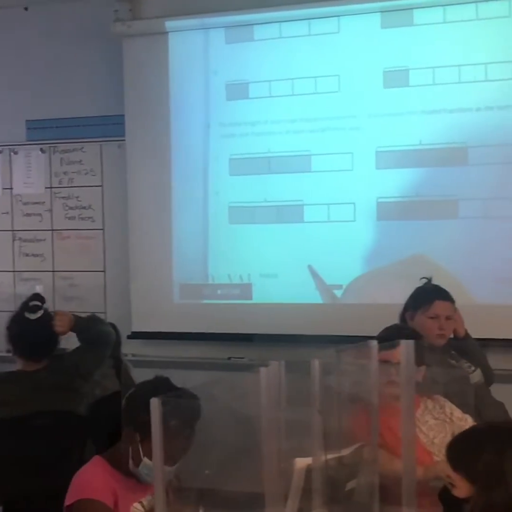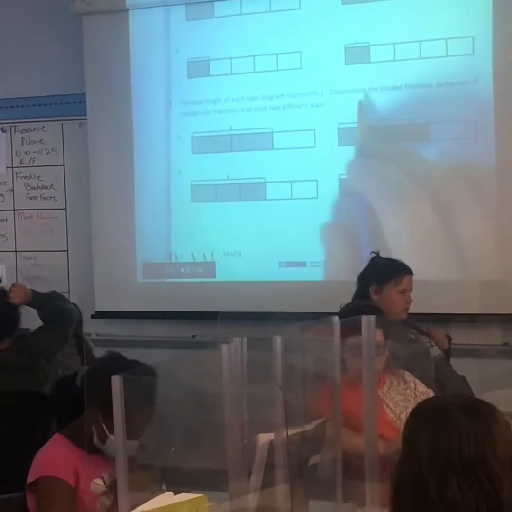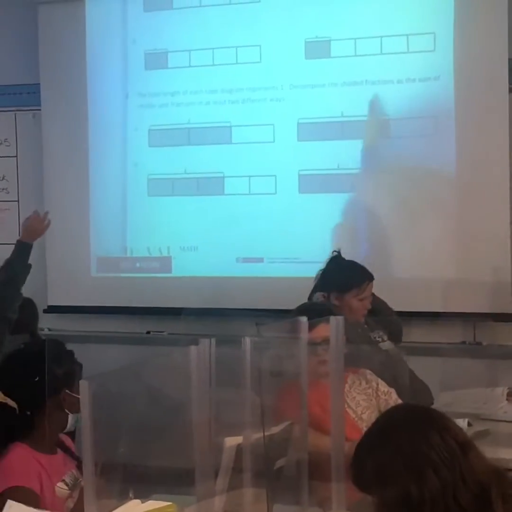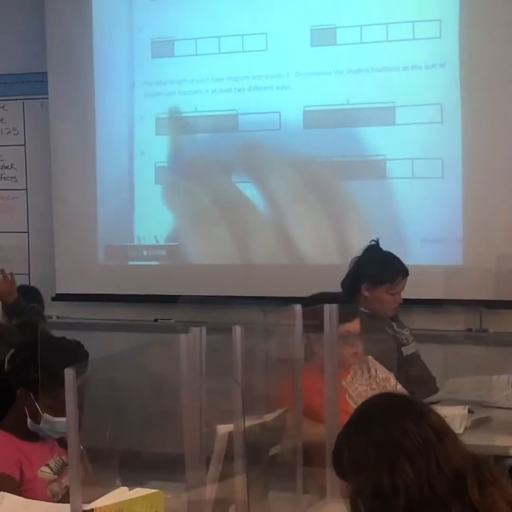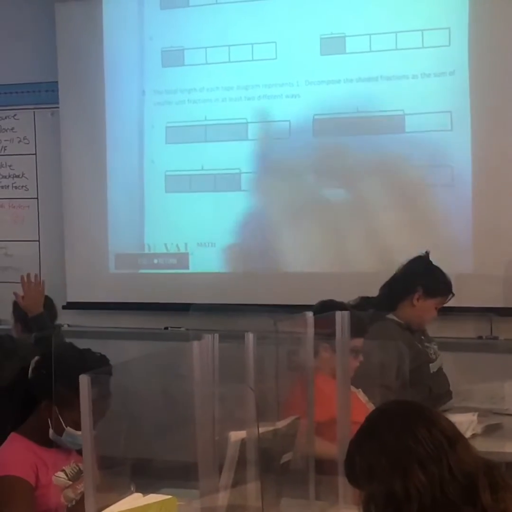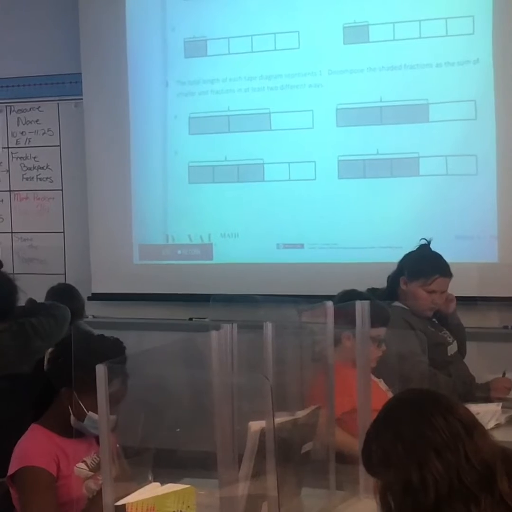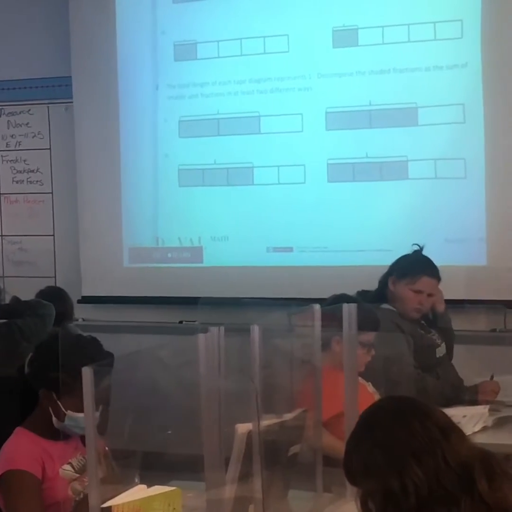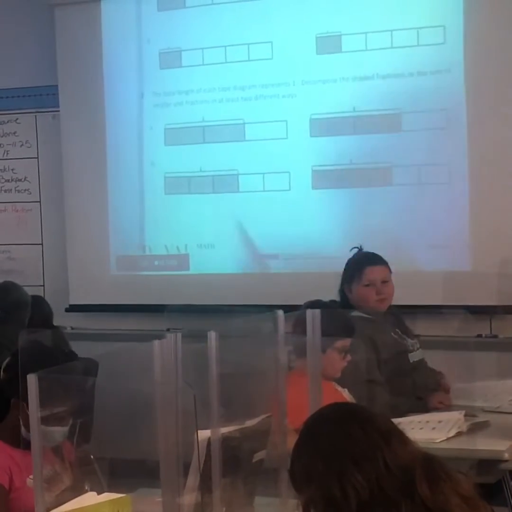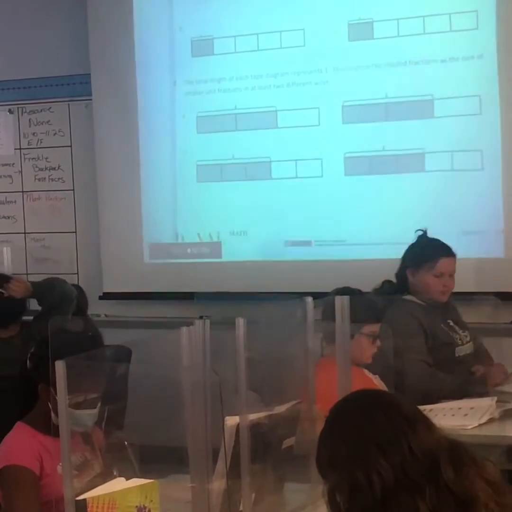That's right. We're looking at the fractional pieces. Decompose the shaded fractions as the sum of the smaller unit fractions in at least two different ways. Okay, so we are going to prove that they are equivalent fractions. We're going to show a way to show an equivalent fraction. All right. So A, what is my first step of A?